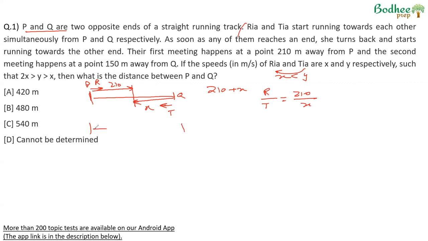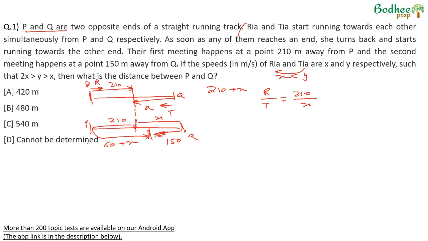From the meeting point, Ria goes on to Q and comes back. Tia goes to P and comes back. Now suppose they meet somewhere here. This is at a distance of 150 from Q. Since the total distance was 210 plus X, out of that this is 150. So we can say from P to the second meeting point, the distance is 60 plus X, that is 210 plus X minus 150. This distance was 210. This distance is X. First meeting point to Q, first meeting point to P.